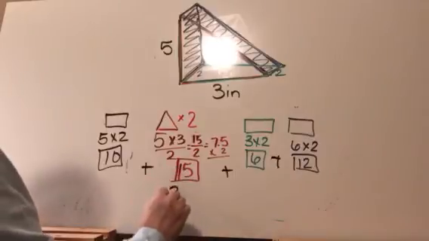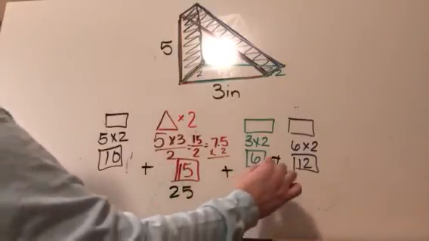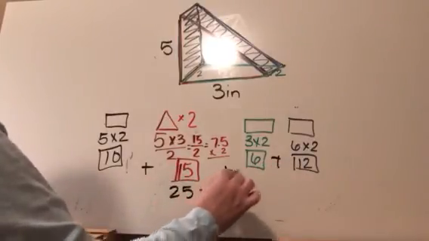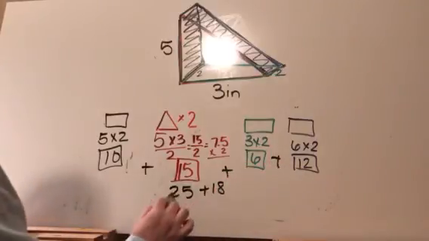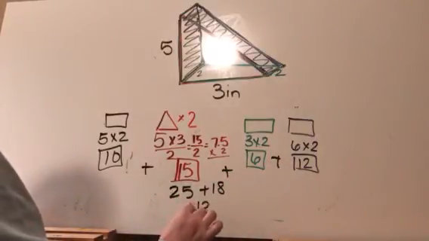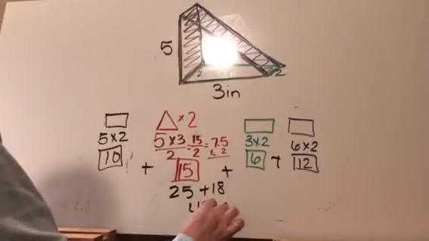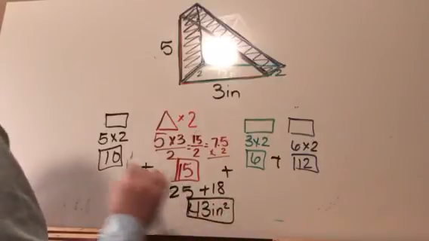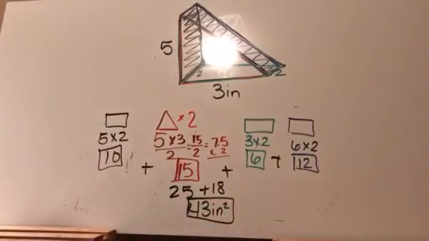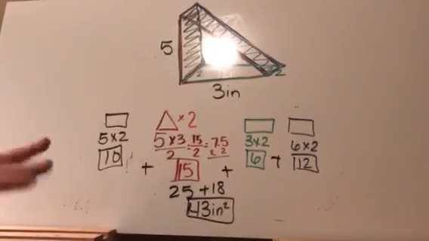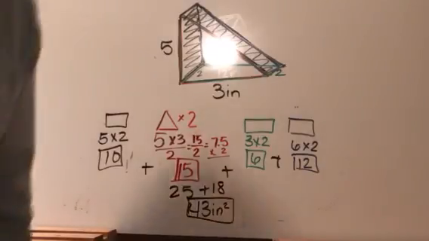10 plus 15 is 25. Add these and we get 18. 6 plus 12 is 18. Then we're going to add these, so we're going to get 43 inches squared. All right. So that is how you find the surface area of both of your triangular prisms. And they're both triangular prisms, but they look different. So you just have to be very careful about what you are finding the area of.